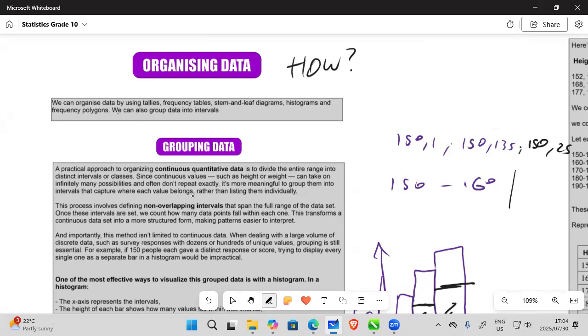But we have to make sure the process involves defining non-overlapping intervals. So they must not overlap, okay? If this interval starts from 150 and ends at 160, the next interval must start at 161 and end at 170. The next interval must start at 171 and end at 180, right?